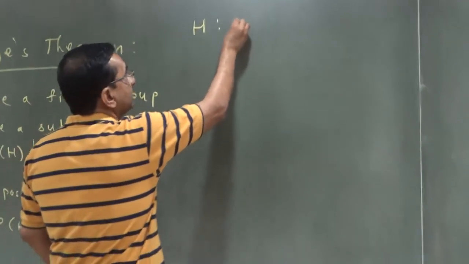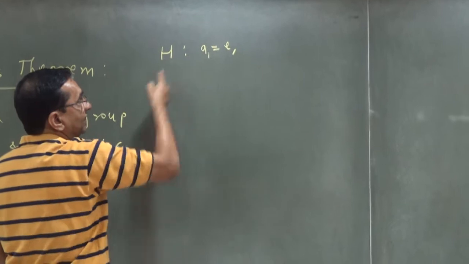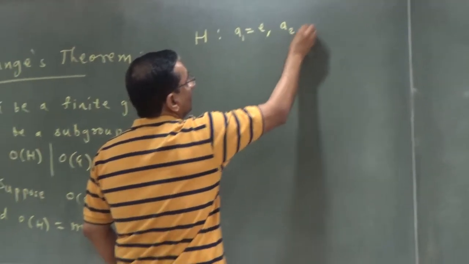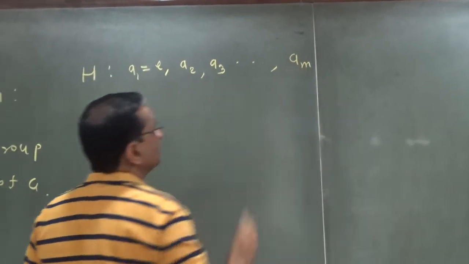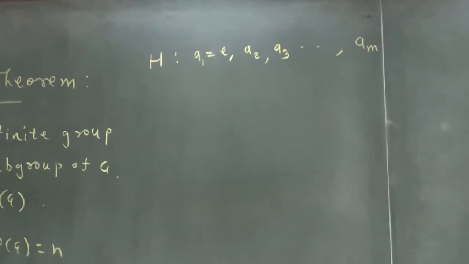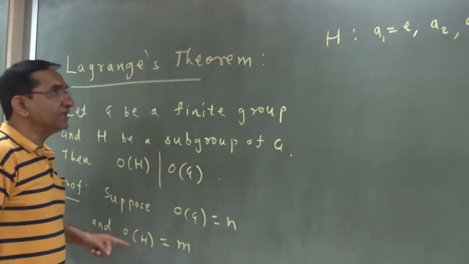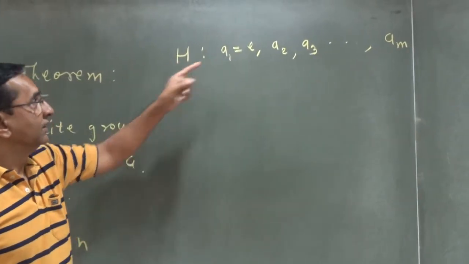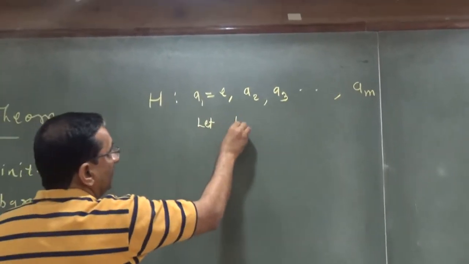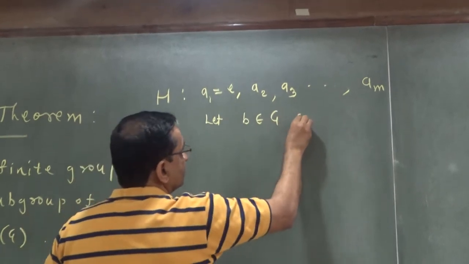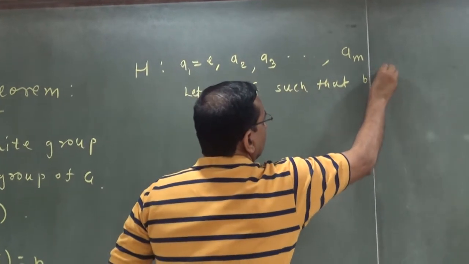I write A1 equal to, say, identity element. H is a subgroup, so it will have the identity element. A2, A3 and say AM. So these are, suppose, m elements of H. Now I take some element of G which is not in H. Okay. So let B belong to G such that B does not belong to H.